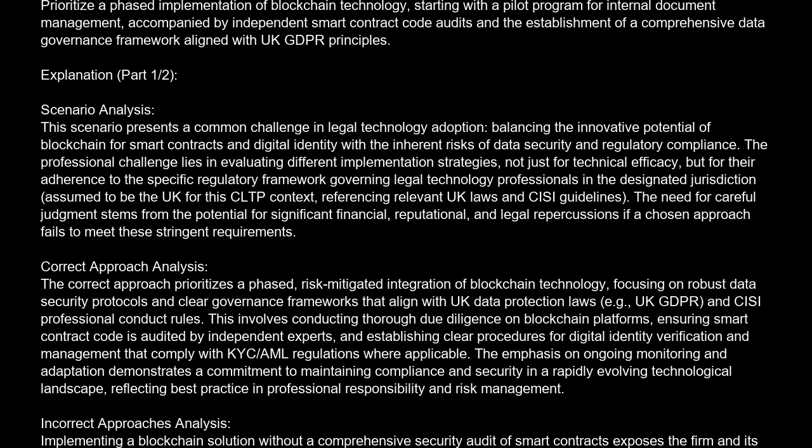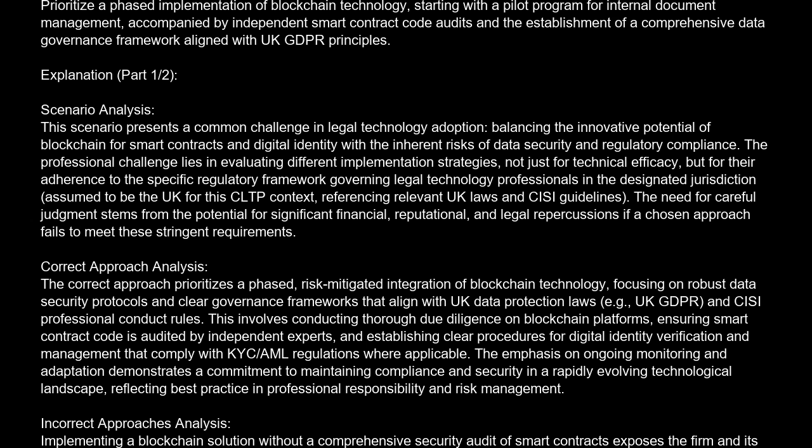The correct answer is B. Prioritize a phased implementation of blockchain technology, starting with a pilot program for internal document management, accompanied by independent smart contract code audits, and the establishment of a comprehensive data governance framework aligned with UK GDPR principles.